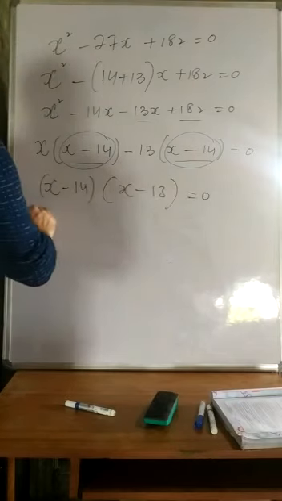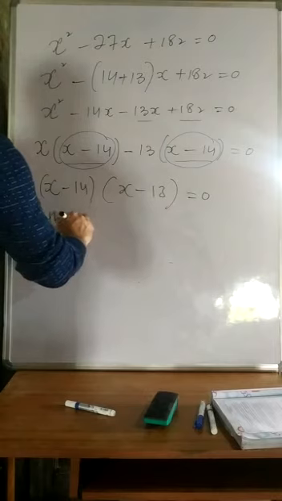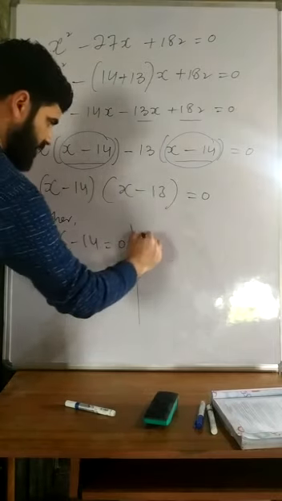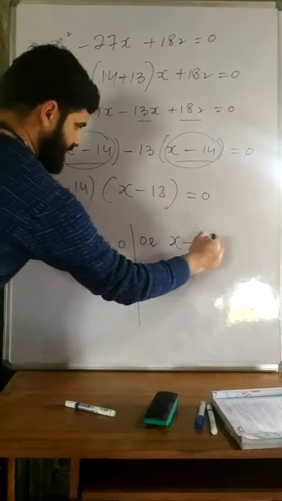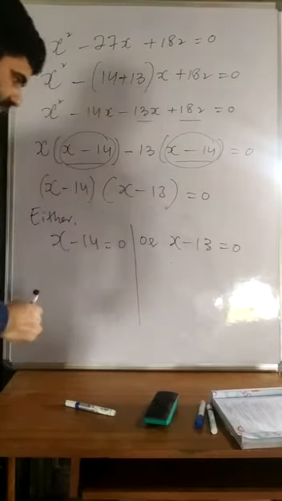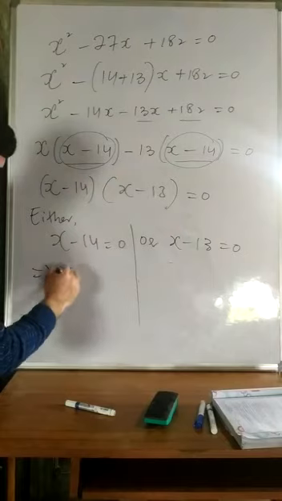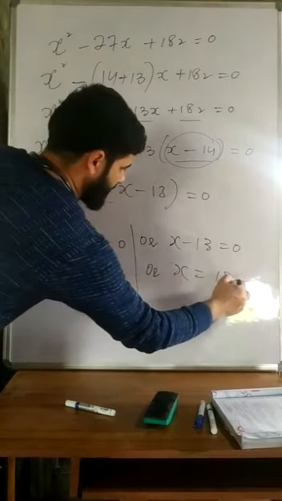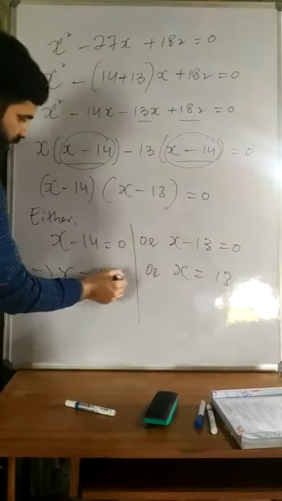Now you have to calculate its roots. Either x minus 14 equals 0, or x minus 13 equals 0. Here x will be equal to 14, or x will be equal to 13.